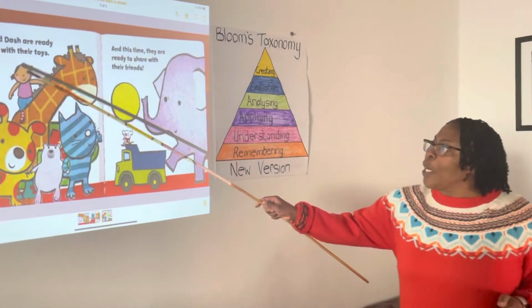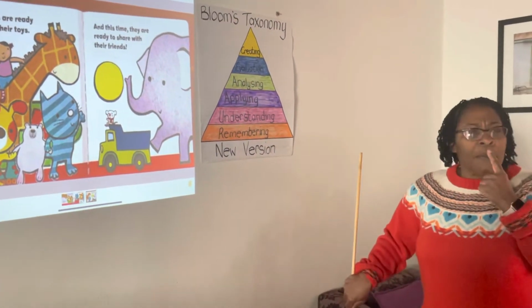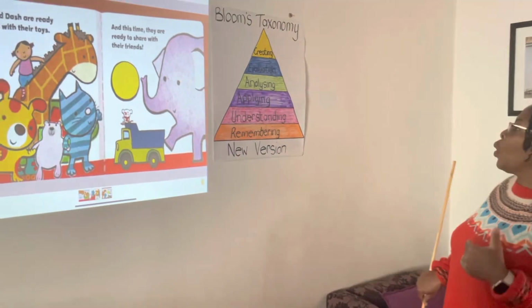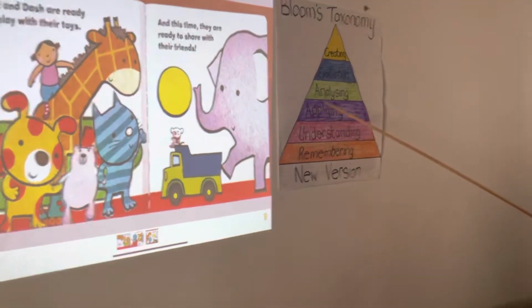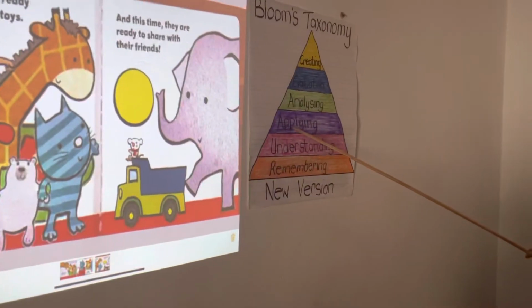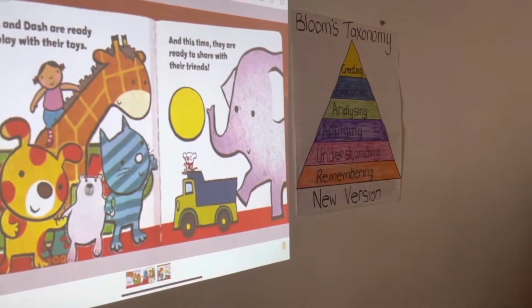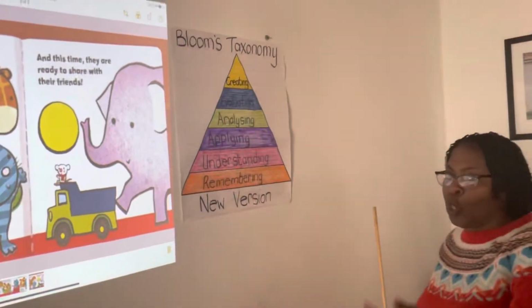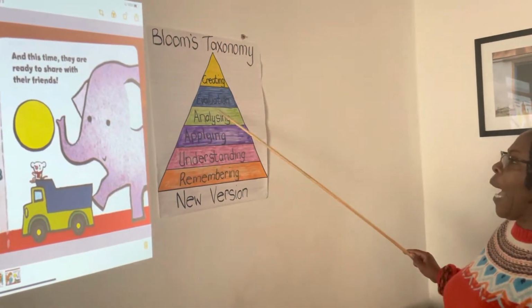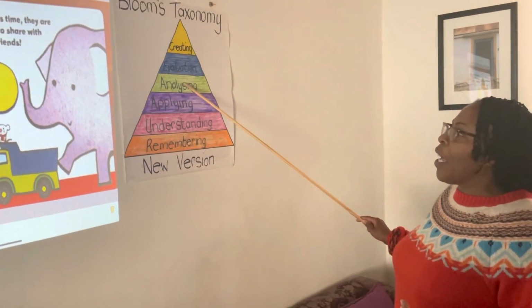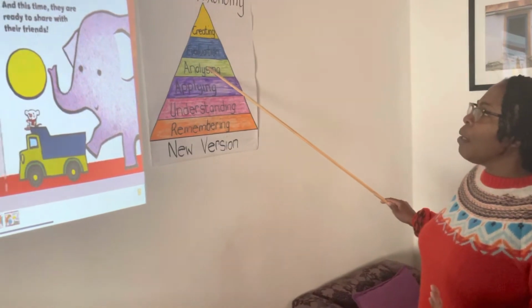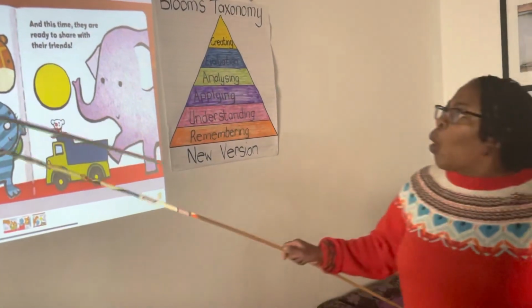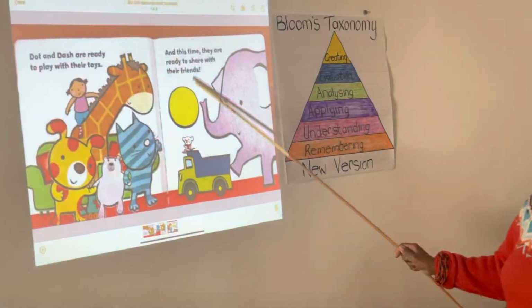Dot and Dash are ready to play with their toys. Well, what happened? Then they should be able to apply and say, if they were in timeout because they did bad things, they've come out of timeout because they're doing better. And do a little analysis there, and then go on. This time they're ready to share with their friends.